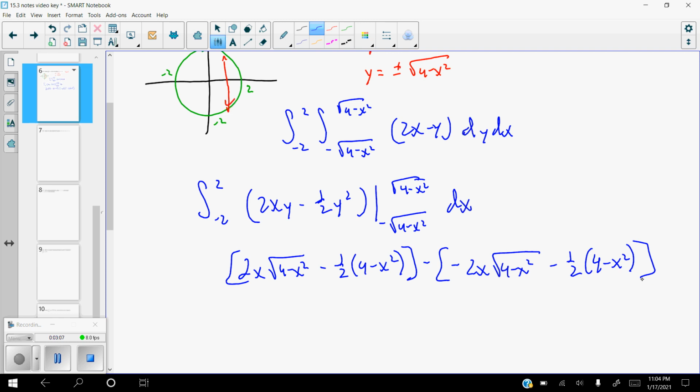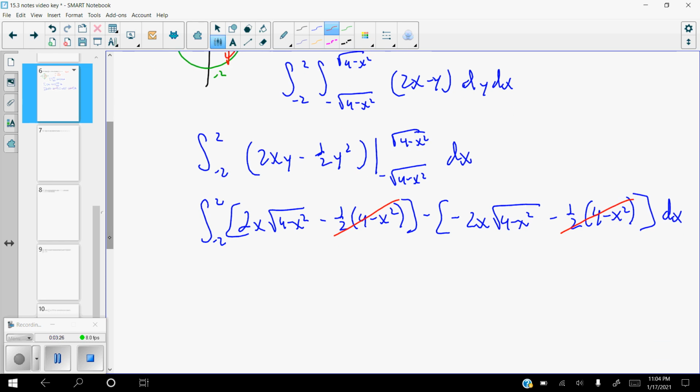The only good thing that I think is going to happen here is we're going to get a little bit of this to cancel out. It looks like this minus 1/2 of 4 minus x squared is going to cancel out the minus 1/2 of 4 minus x squared in the other one. The square root parts are not going to go away. So it looks like we're going to have the integral from -2 to 2. So it's going to be 2x square root of 4 minus x squared minus the negative of that. So we're really going to get 4x square root of 4 minus x squared dx.